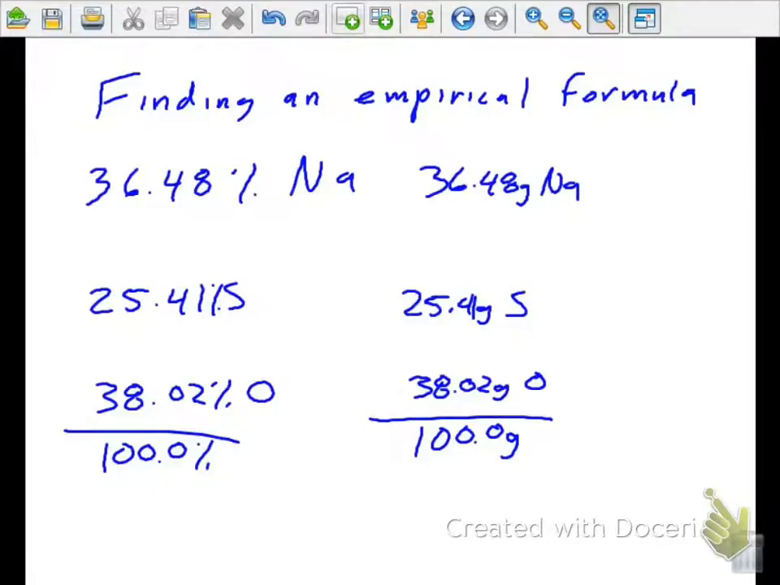Now we got grams. Guess what we can do now? We got grams. What can we do? Find moles. If we know moles, then we can do a comparison of moles and get the ratio. So the next step for you to do is to change grams to moles for each of those elements. So how would we go about changing sodium grams to moles? What would we do? Where would we have to go? Yeah, find out what 1 mole is and then convert it.